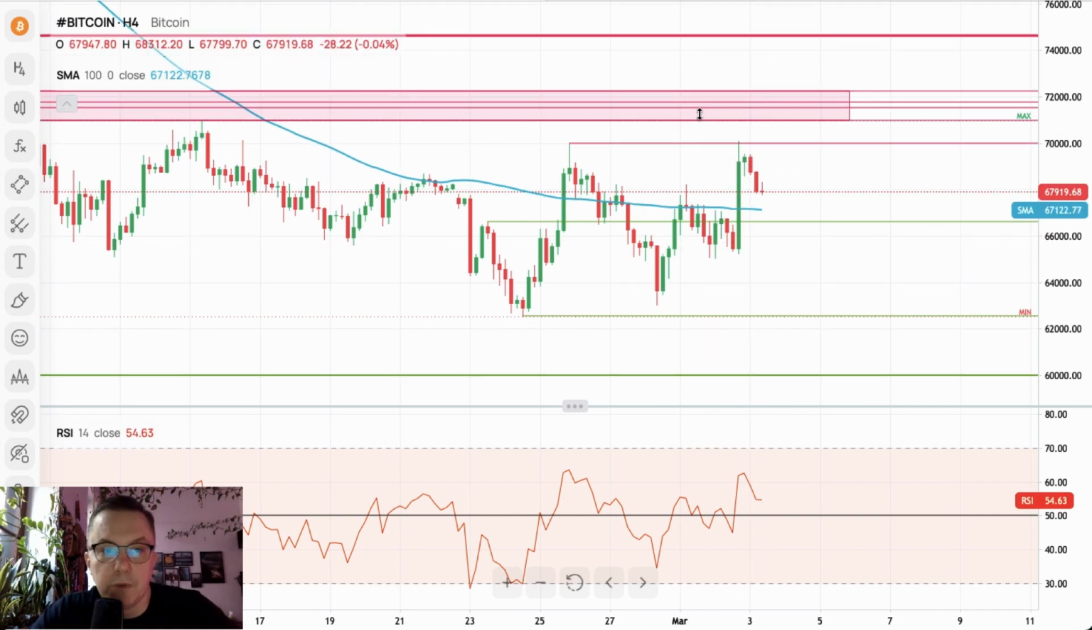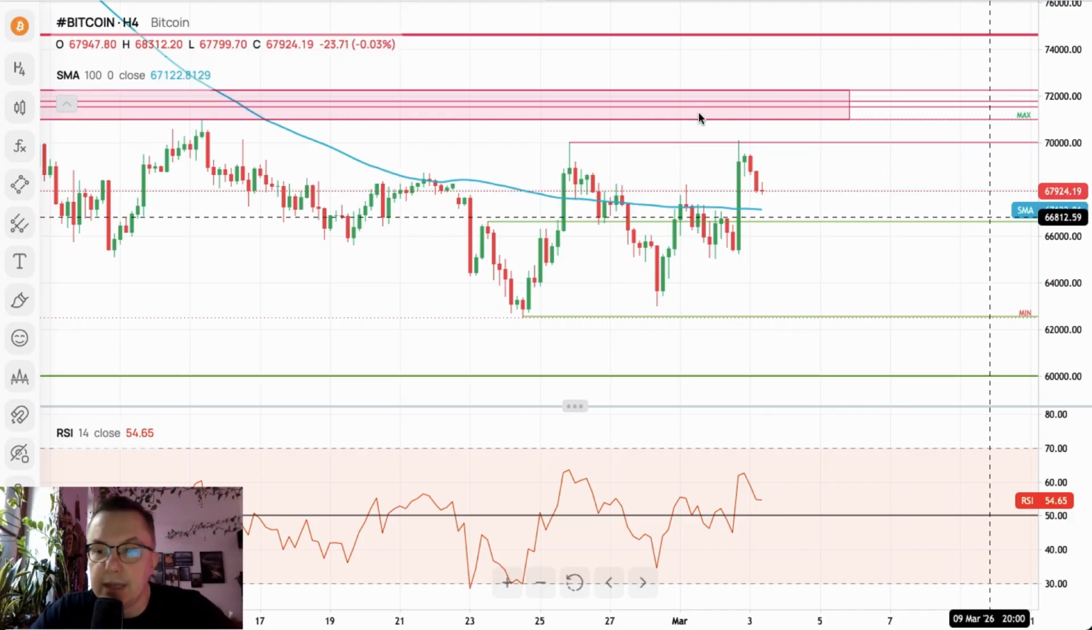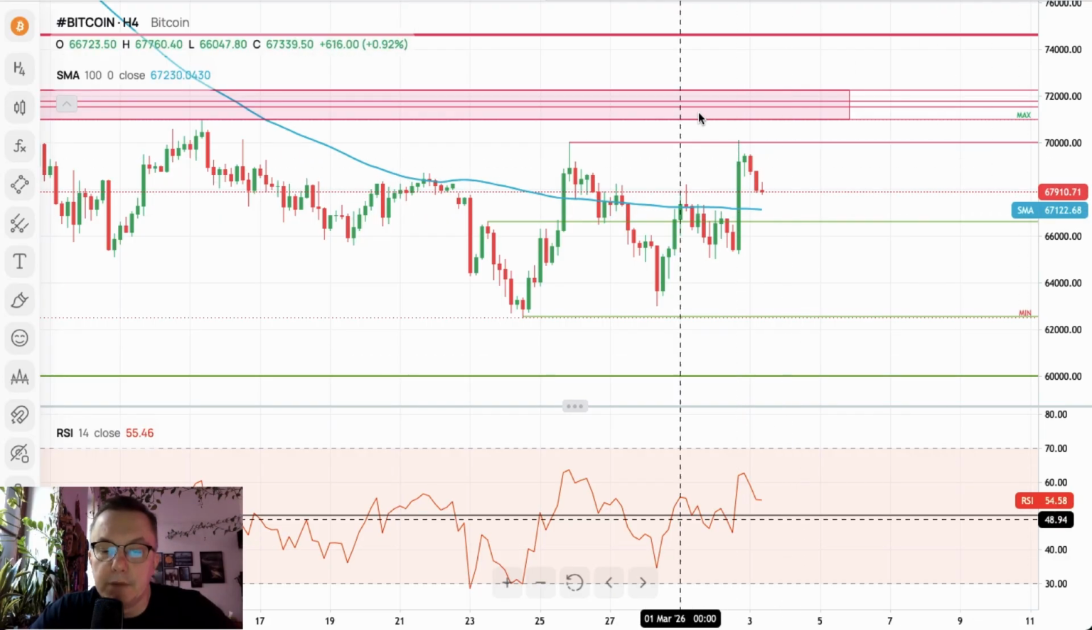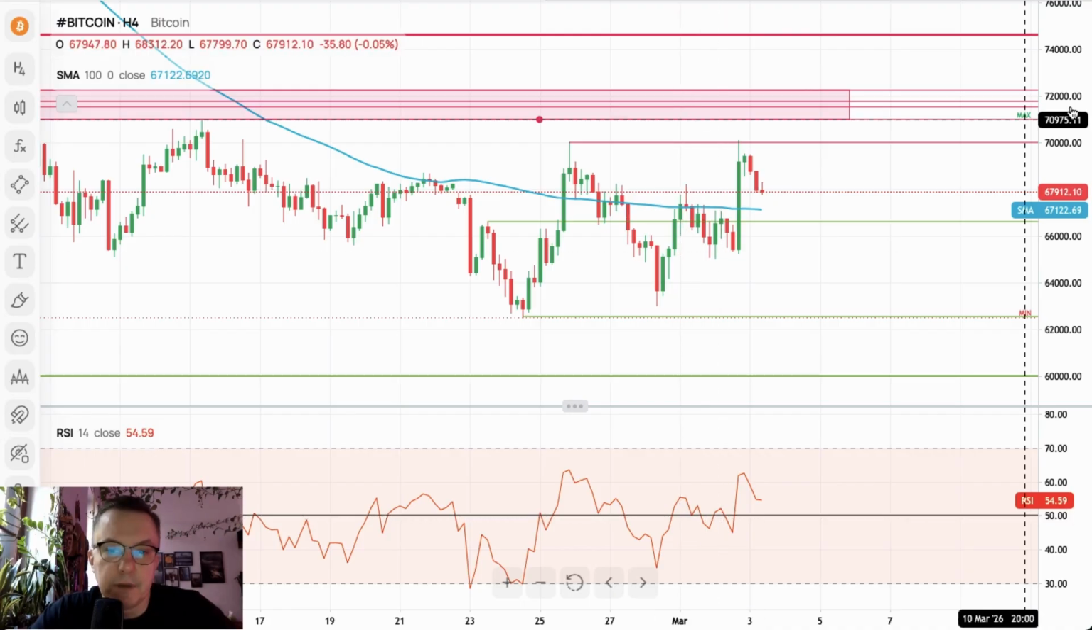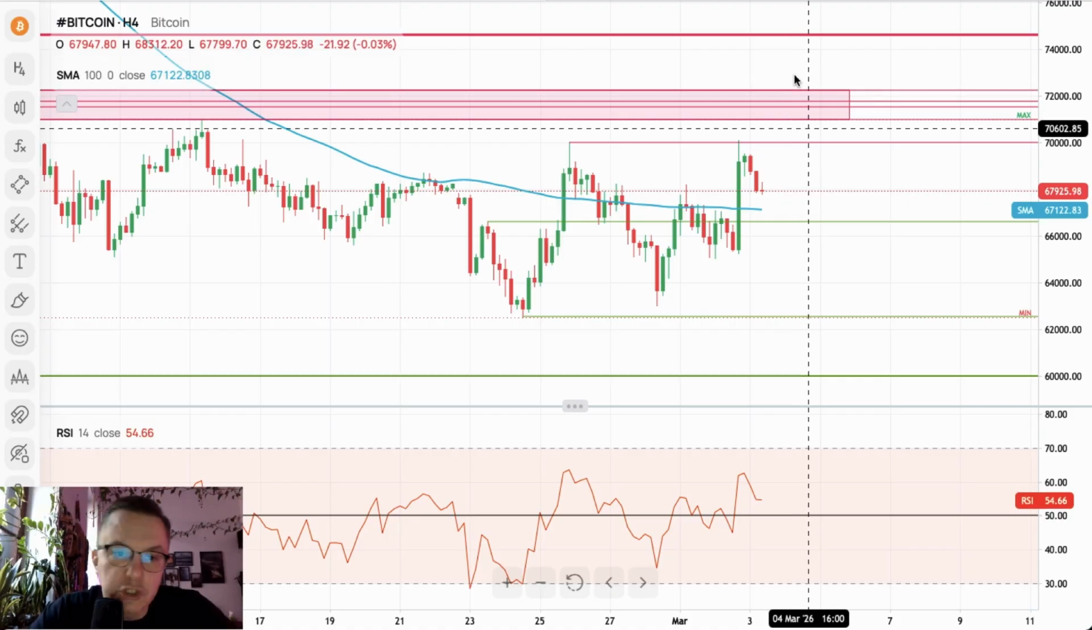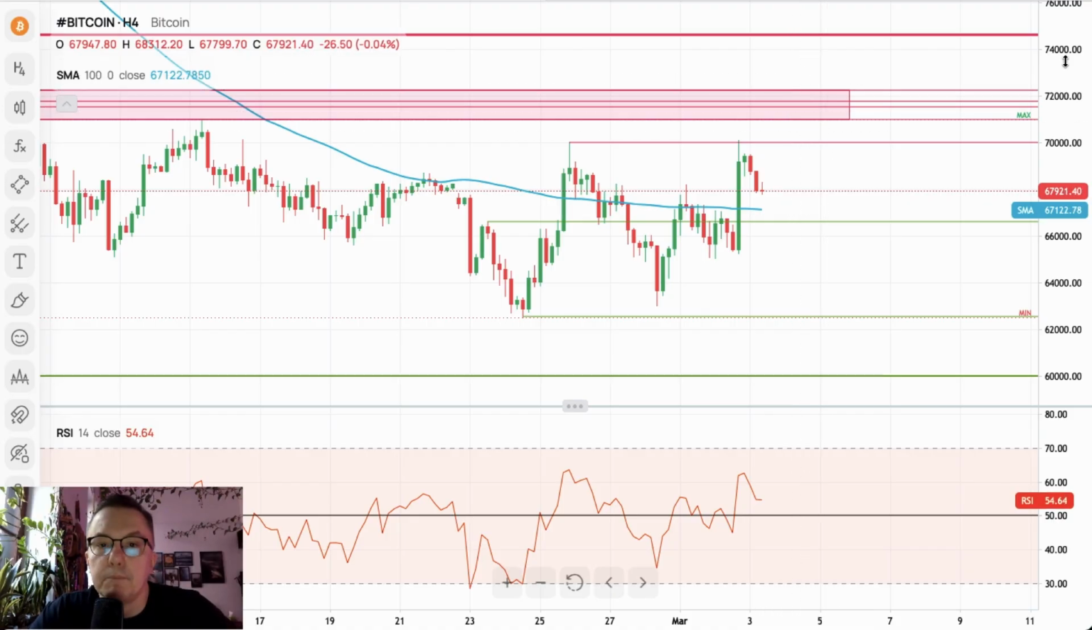Nevertheless, now pullback profit taking is taking place, 67,917. Any breakout below the level of 50 is bearish for Bitcoin. Bitcoin is back into consolidation. In that situation, only a sustained breakout above the supply zone would change the outlook to more bullish.